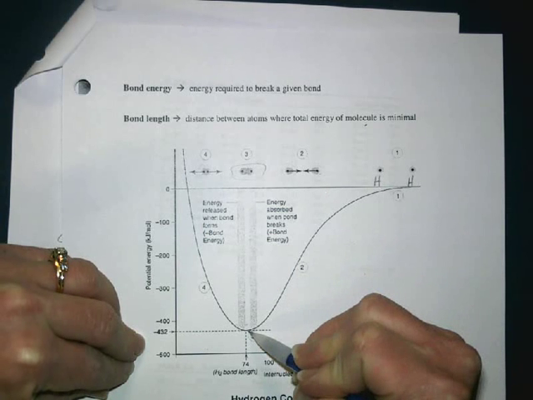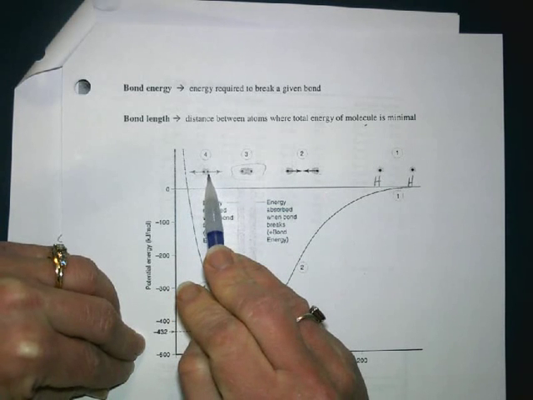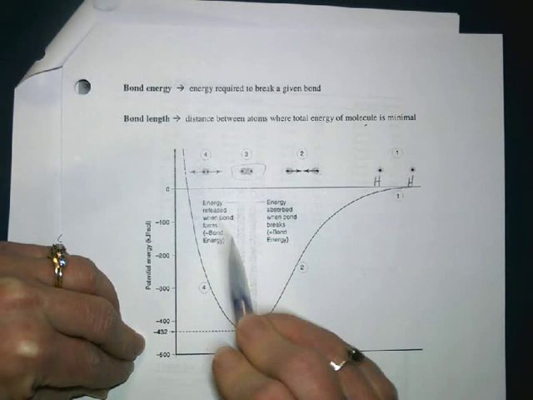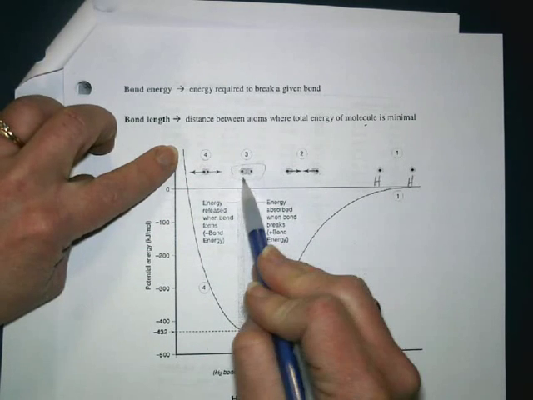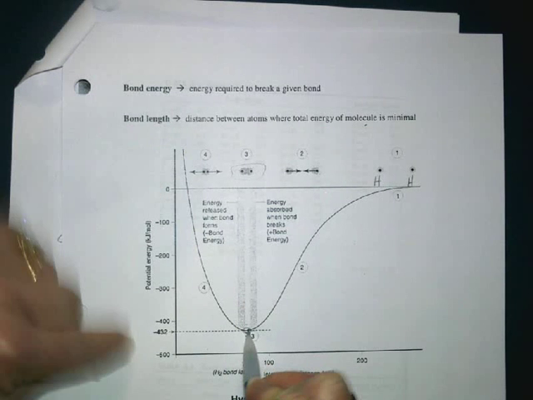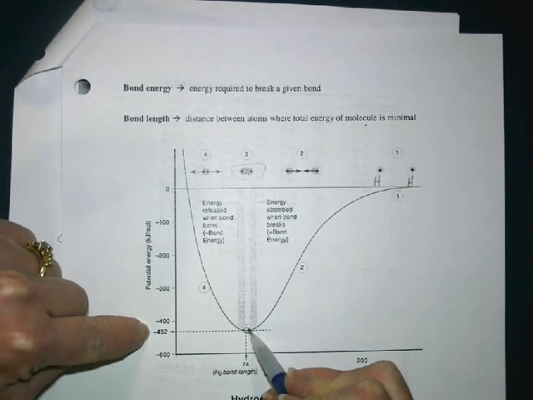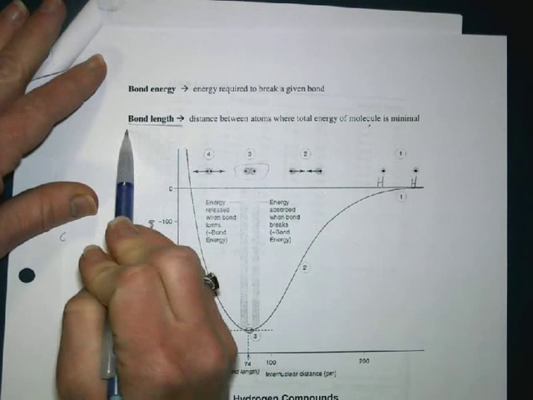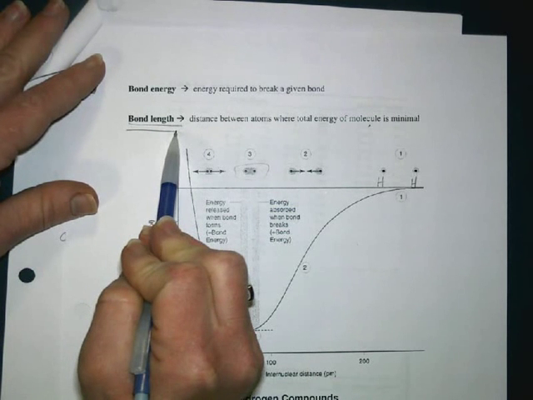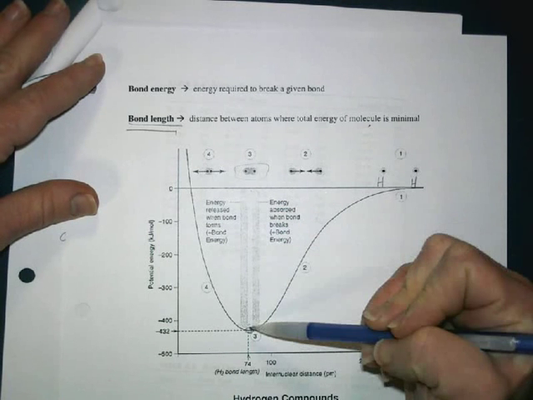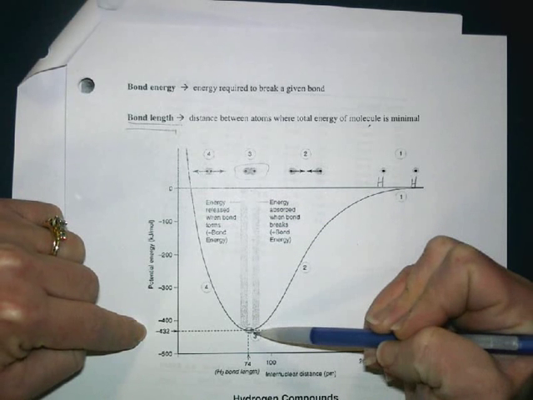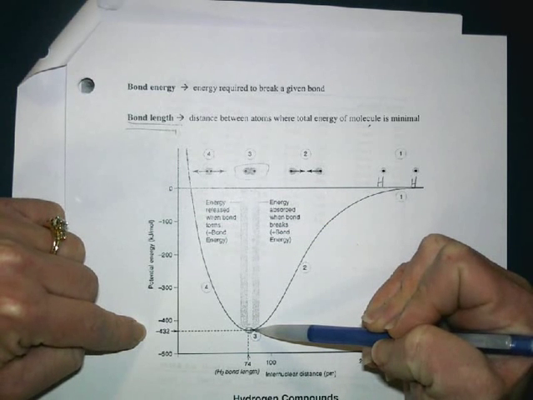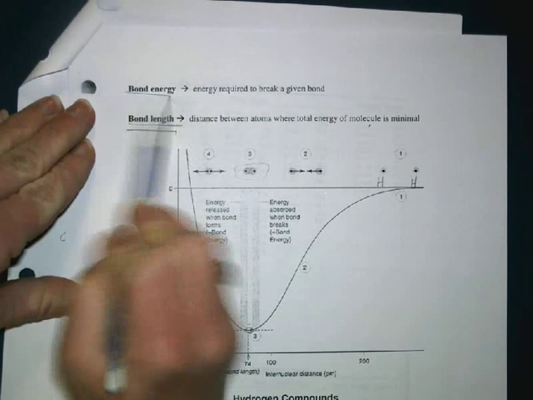Now, if we get them too close, the nuclei are going to repel as well as electrons. That's going to give us a higher energy system right back. It's that perfect distance at which potential energy is at a minimum that is called the bond length. We'll refer to that a lot this chapter. That minimum energy must be released when bonding is created and must be added to break the bond. That's called bond energy. We'll refer to that more in just a moment.